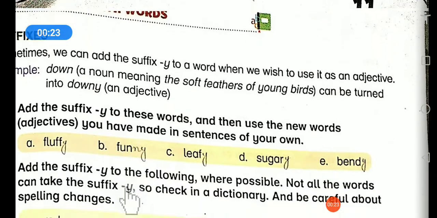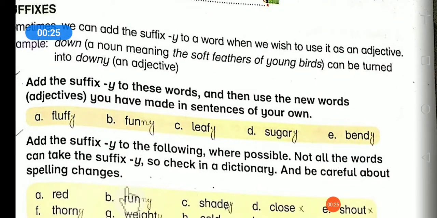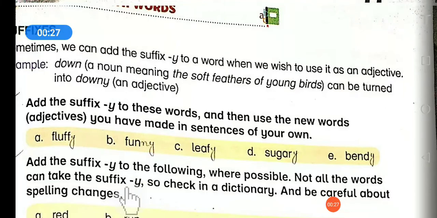It's page number 13, and sometimes we can add the suffix y to a word when we wish to use it as an adjective. Here, add the suffix y to these words and then use the new adjectives you have made in sentences of your own. Fluff, by adding y we make it the adjective fluffy. Fun, by ending in y, it's funny. It also makes an adjective.